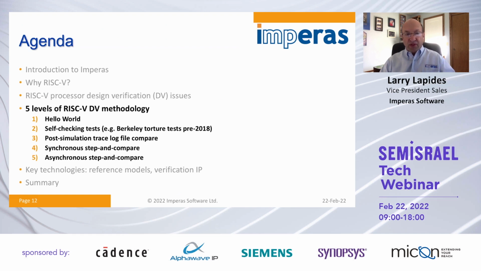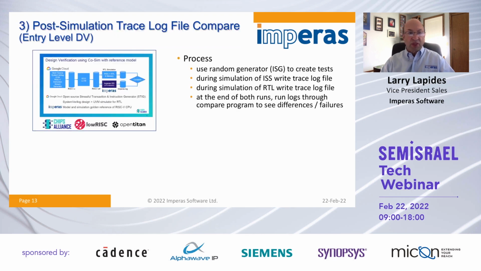There are 5 levels of RISC-V DV methodology, starting with Hello World, just basic bring up of your processor, the self-checking tests, such as the Berkeley torture tests, post-simulation trace log file compare, synchronous step and compare, and asynchronous step and compare. I'm not going to go into detail on all of these, but let me just touch on 2. So let's start with the post-simulation trace log file compare. We would call this entry-level DV.